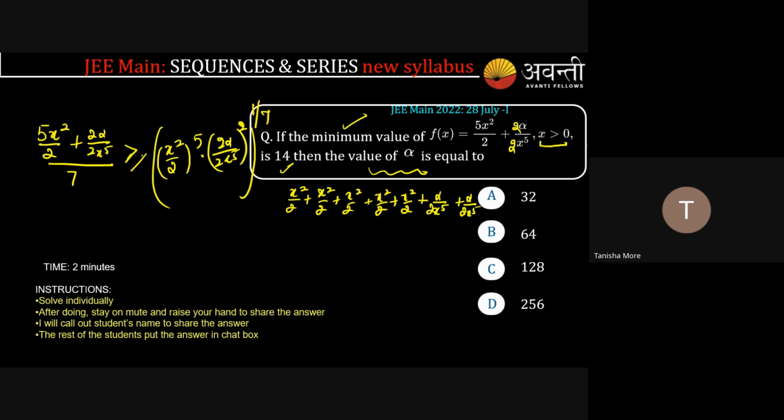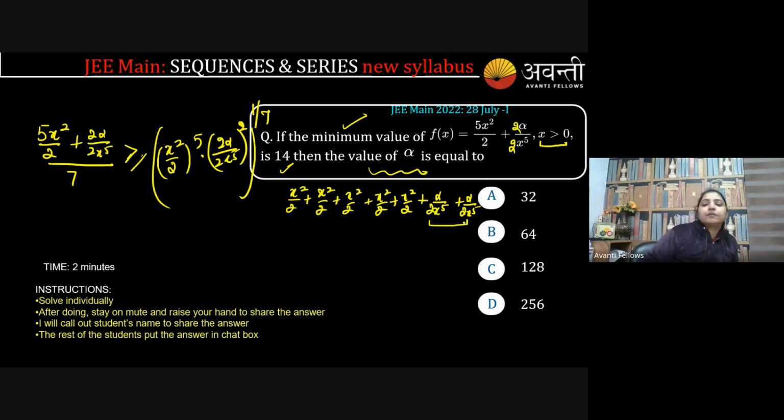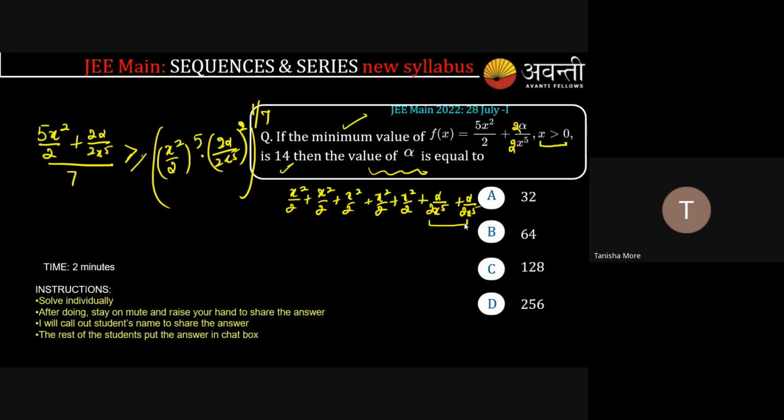Ma'am, why did you multiply and divide by 2? Just to rewrite it in a different manner, na? Otherwise, if I write it as alpha by x raised to power 5 and alpha by x raised to power 5, it's not giving me the correct answer, na? So it will give me 2 alpha by x raised to power 5. That's not matching my given statement. That's why I multiply and divide by 2. Okay, ma'am.